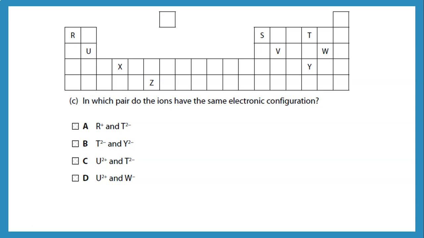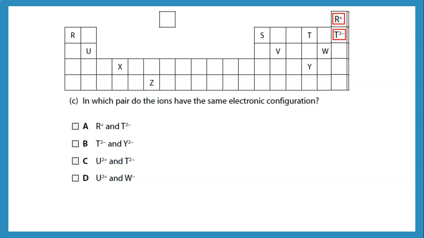Okay, what is R plus? Can you see where R is? Now, when it forms a positive ion, that means it's going to lose electrons, and that means its electronic configuration will be like the one of helium. But T2 minus means T will gain 2 electrons, so it will be like neon. That means they don't have the same electronic configuration.